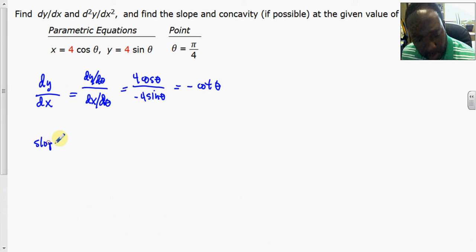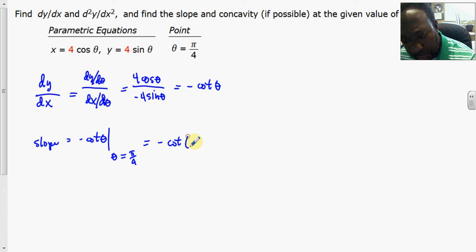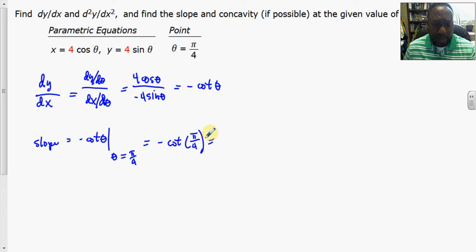So now the slope is the negative cotangent theta, where we evaluate that at theta equals pi over 4. So this is negative cotangent of pi over 4. Well, cotangent is 1 over tangent. The tangent of pi over 4 is 1. So this is 1 divided by 1, and it's 1 times a negative, so we just get negative 1.